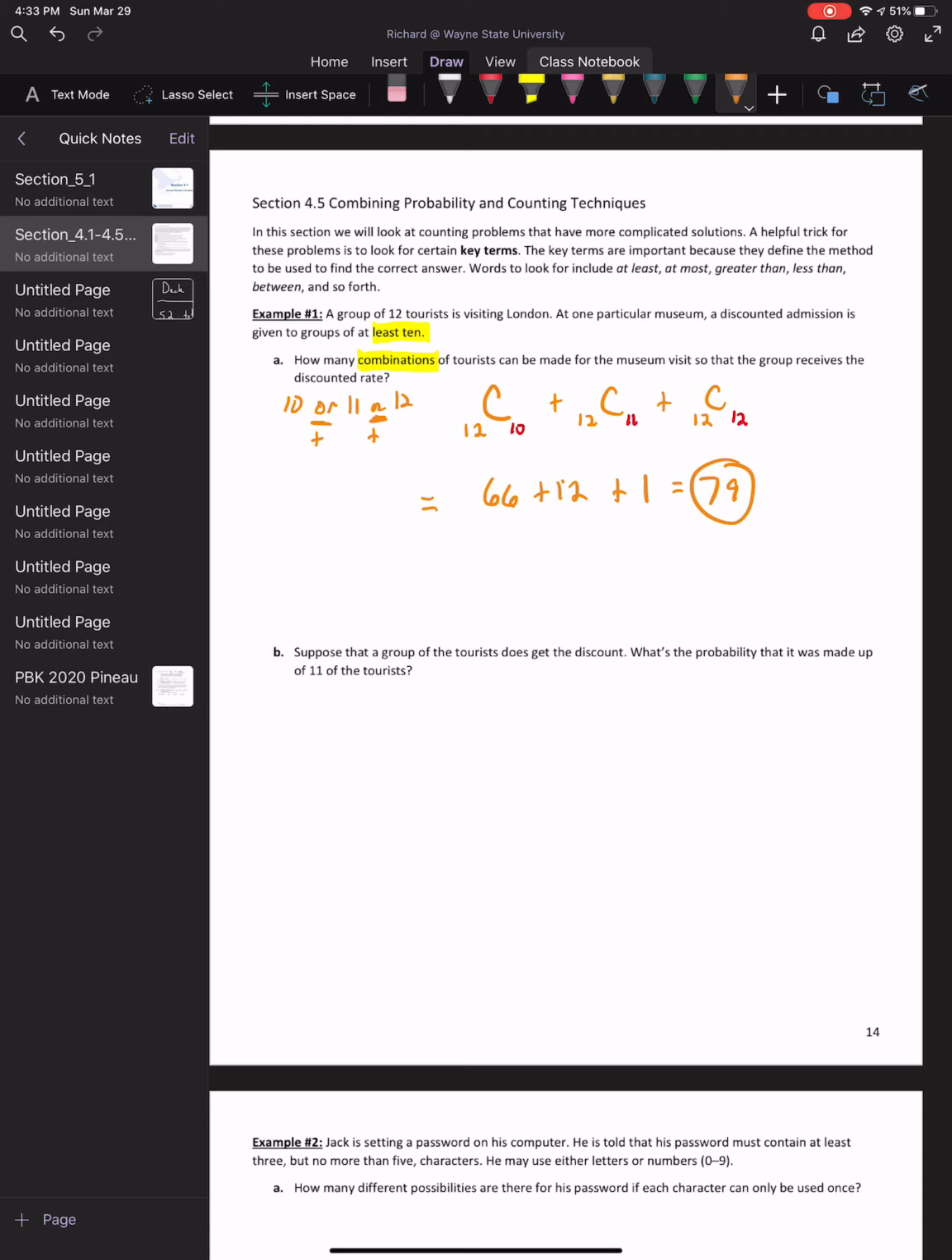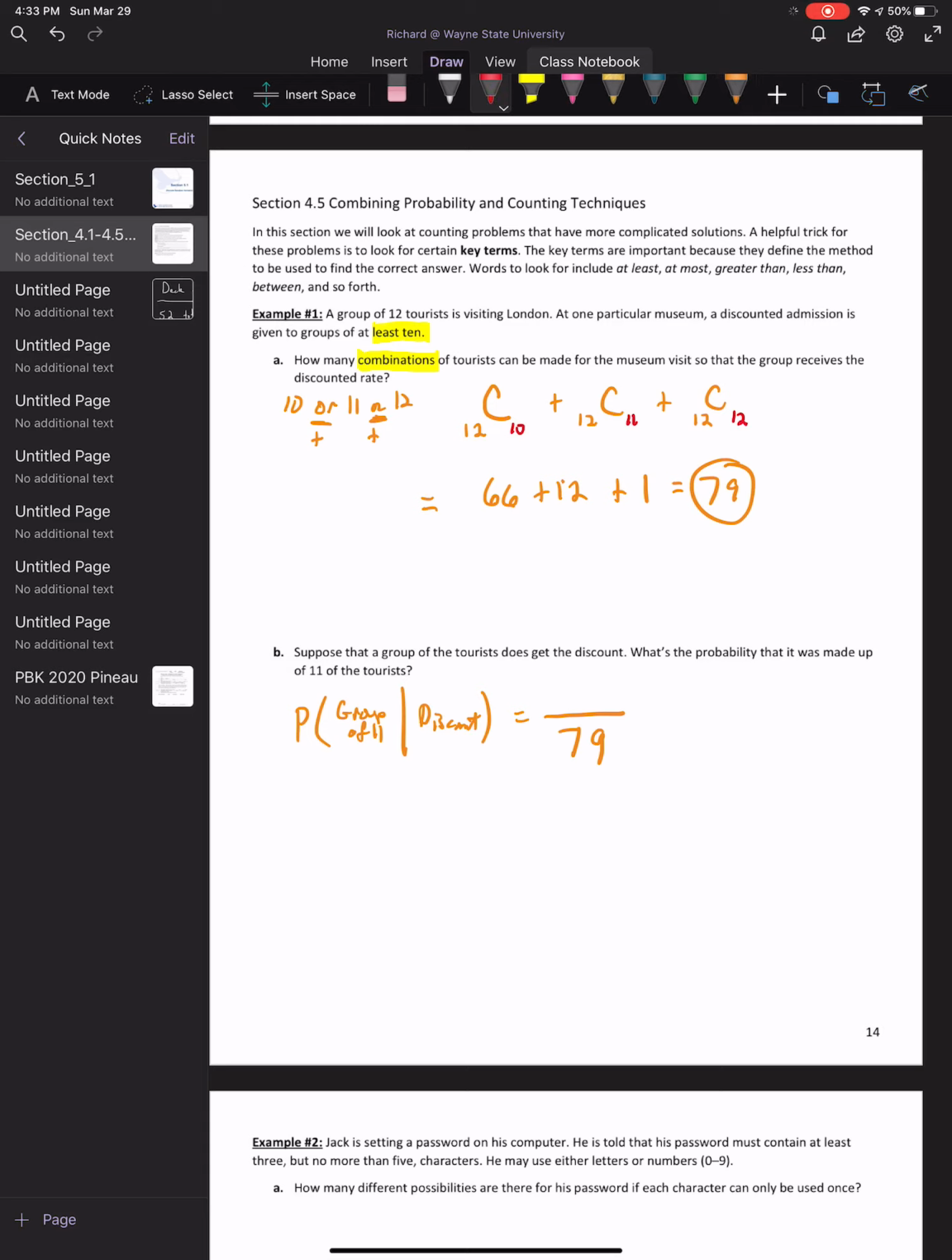Now what letter B is asking is, suppose that the group of tourists does get the discount, what's the probability that it was made up of a group of 11 tourists? So what this is really asking for is the probability that the group that's chosen is the group of 11, given that they got a discount. Well, how many combinations of groups get the discount? We know that's 79 from letter A. And what we need to know then is how many in a group of 11.